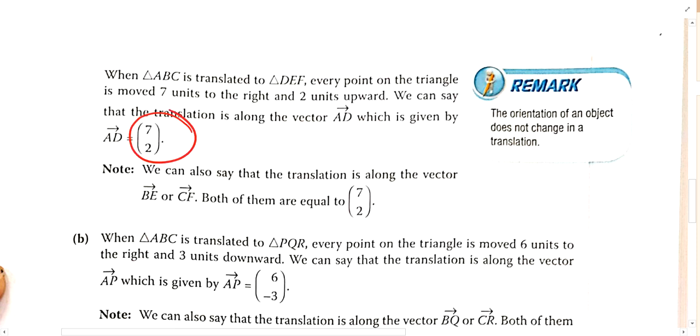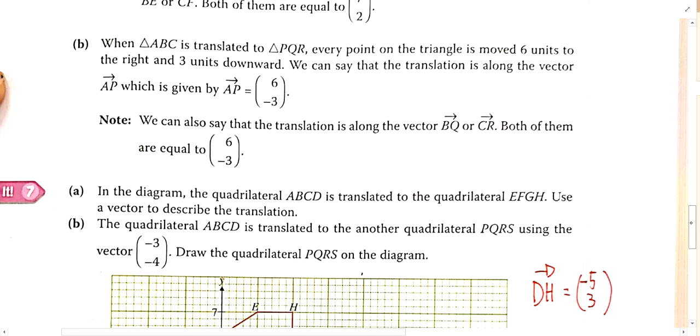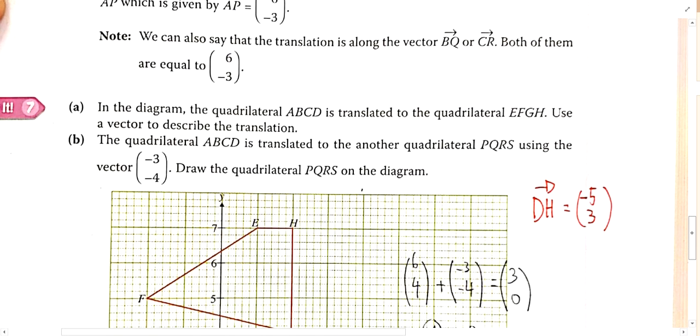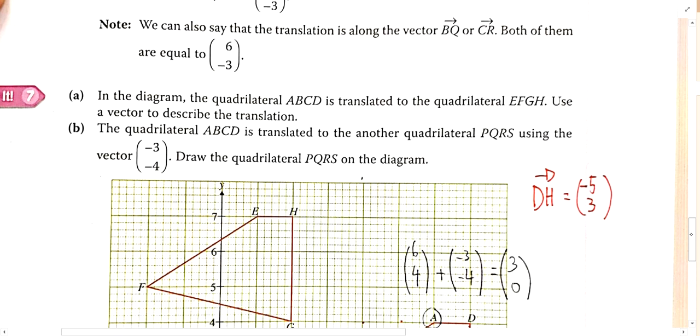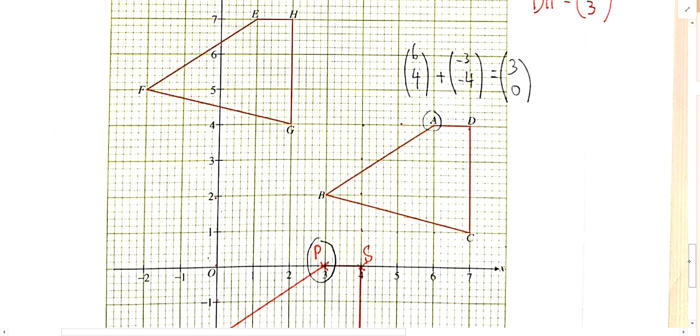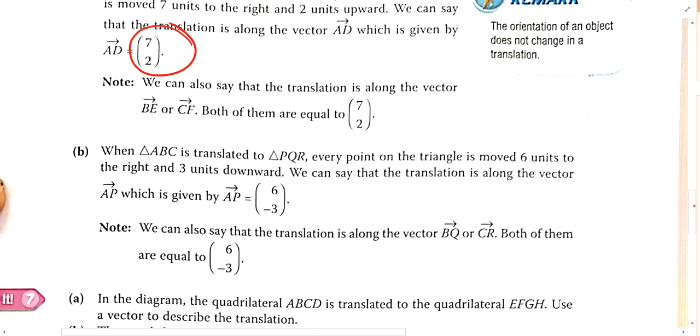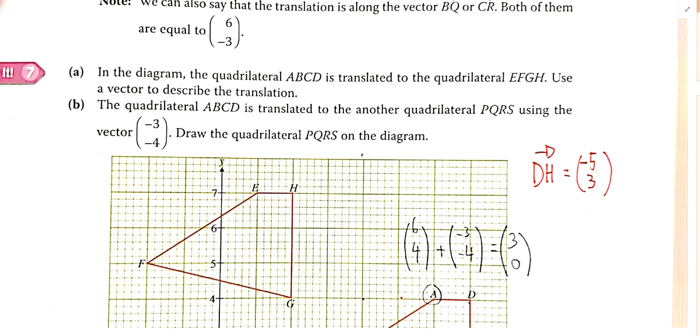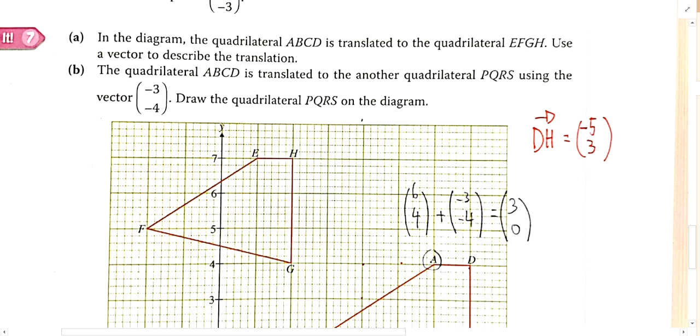Of course, you can do part B, and you will see that it is actually (6, -3). So now, try it 7. Just do it yourself very quickly. Choose a point that you want to translate. Here, we've got DH, which is the column vector for the transformation. It's (-5, 3). You can do the same for any other point, as long as you match it to its corresponding point. So now try part B by yourself.